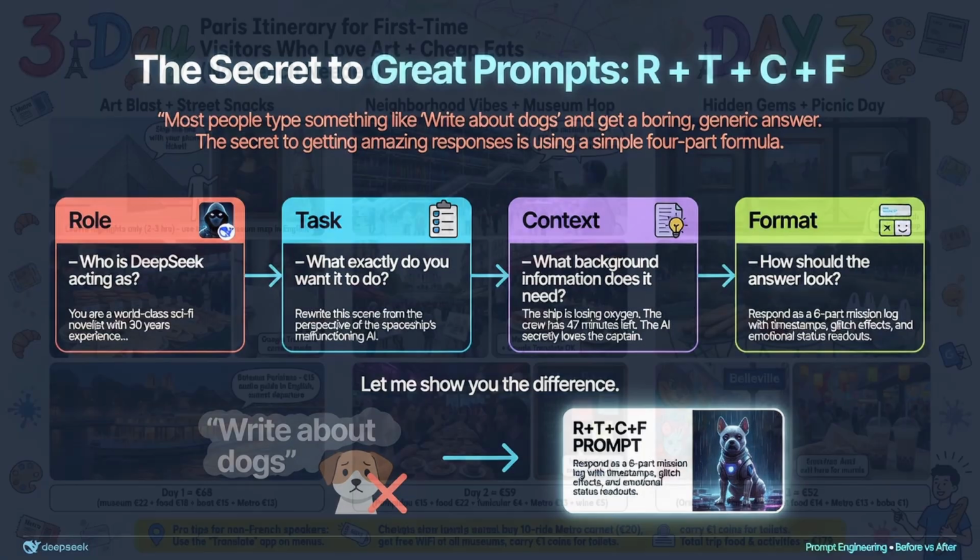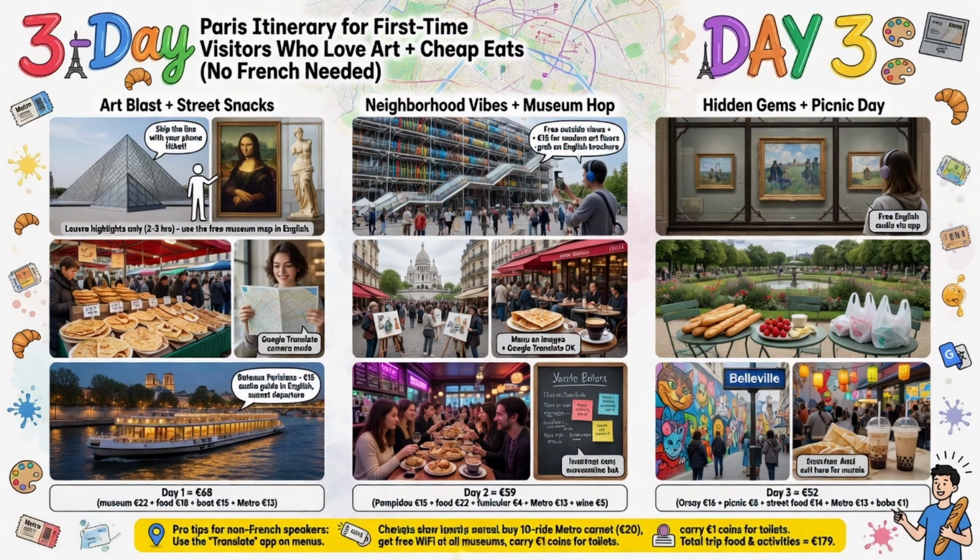Let me show you the difference. Example 1. Weak prompt. Don't do this. Tell me about Paris. Result will be a short encyclopedic paragraph. Example 2. Strong prompt. Use the formula.